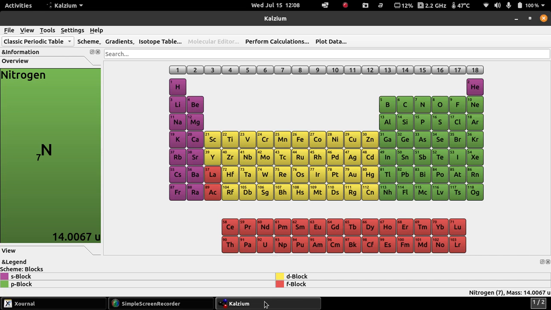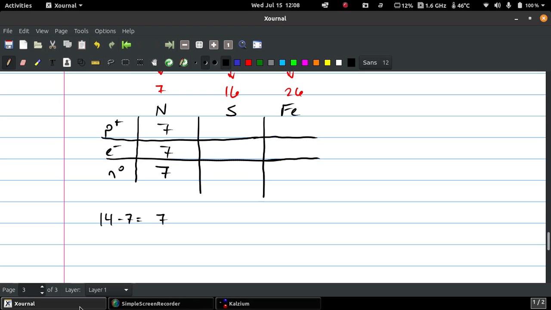So now we're going to do sulfur. Sulfur's number 16, it's right under oxygen. It has an atomic number of 16, and it has an atomic mass of approximately 32. So it's got 16 protons, 16 electrons. And we do 32 minus 16, which just happens to be 16.